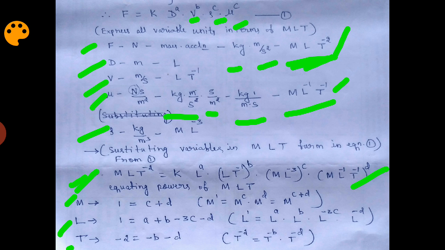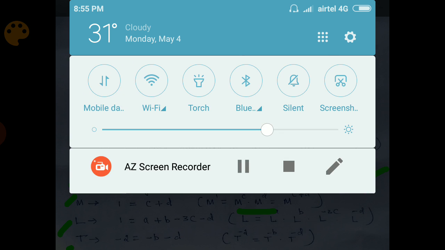Then where is the next m? It is in this term, m raised to c. It is in this term, m raised to d. So what will we get? m raised to c into m raised to d. It is simplified and written here. You can see m raised to 1 is equal to m raised to c into m raised to d, which is m raised to c plus d. So it will follow the law of a raised to m into a raised to n, which is a raised to m plus n.